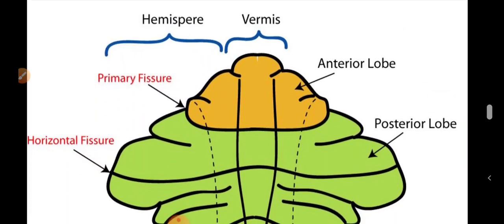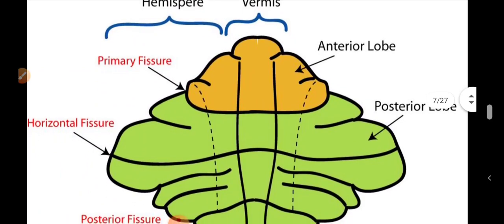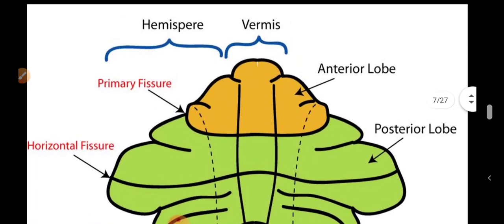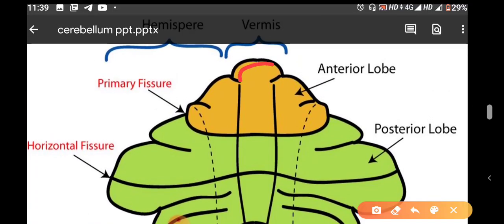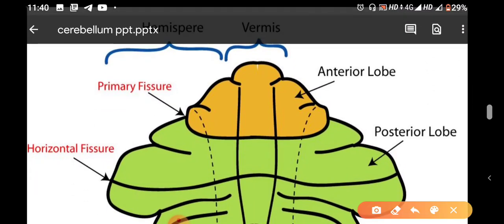Now in this diagram you can see the fissures of cerebellum. The central part of the cerebellum is called the vermis, and the lateral parts are called the hemispheres. So the hemisphere is divided into three different parts with the help of fissures. So it has a primary fissure, horizontal fissure and posterolateral fissure.